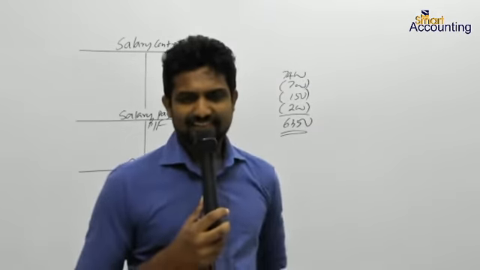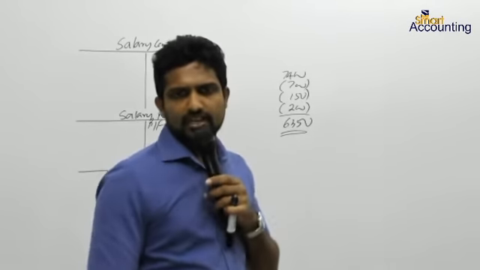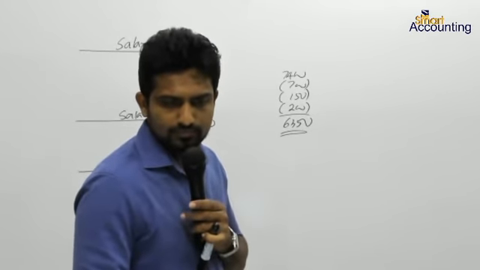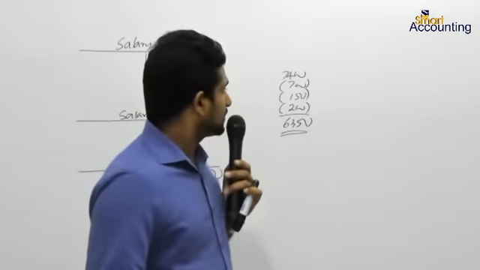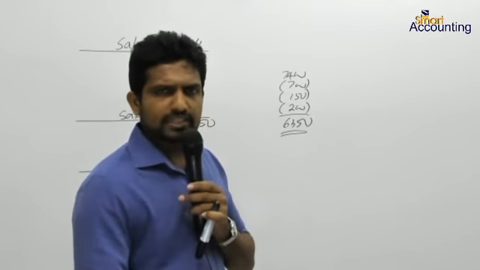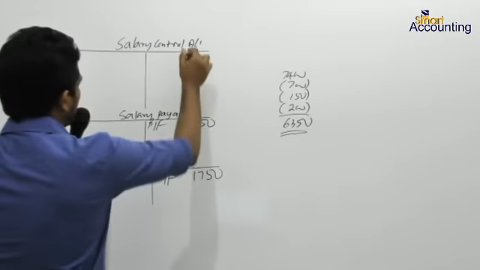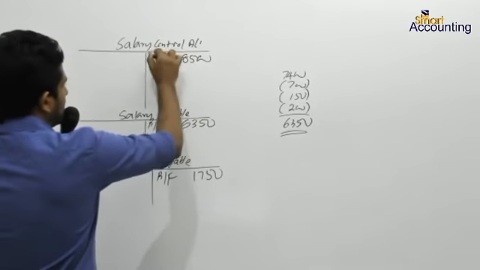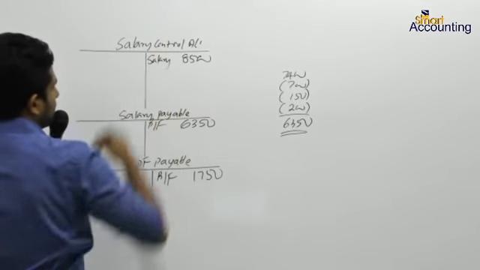Right. Now from there onwards it is normal. Take the gross salary of this month, March. Basic salary plus overtime, 8,500. Salary account debit. Salary control account credit.